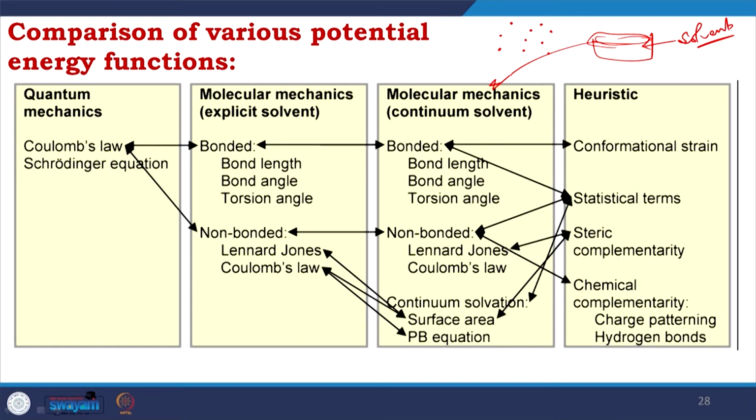For heuristic you have to take the conformational strain, the statistical terms which will come from different areas and which could be derived from the information of the different areas. You have to consider the steric clashes, you have to consider complementarity, you have to consider chemical complementarity which is charge patterning and hydrogen bond distribution.